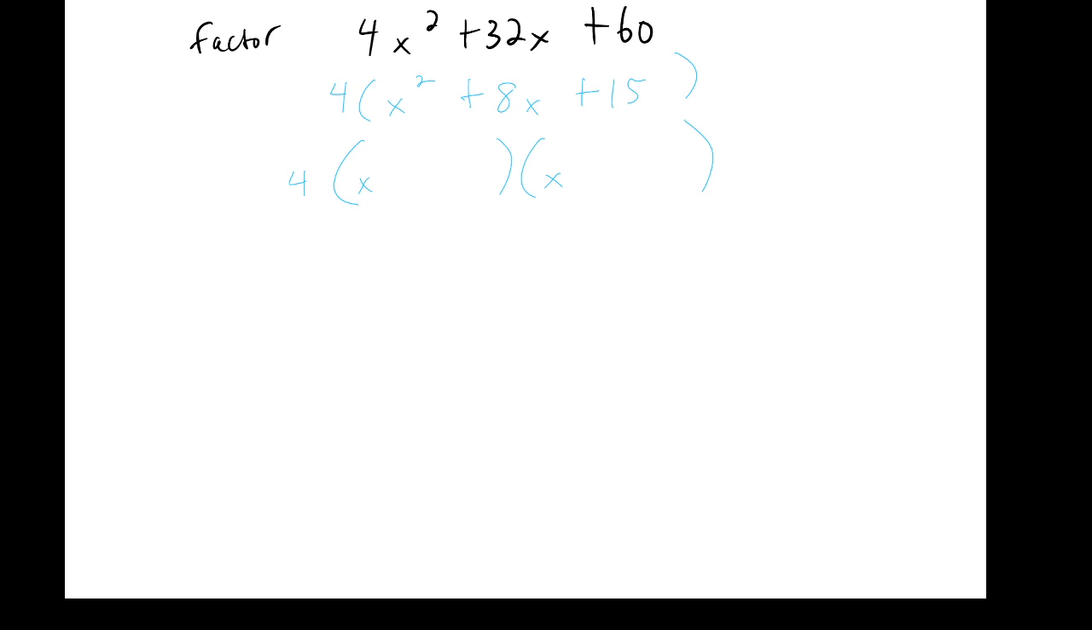Now we need to factor this trinomial into binomials. So we need factors of 15 that have a sum of 8. Factors of 15: 1 and 15, no, that's going to be a sum of 16. And then 3 and 5, that's the next one we think of. And of course 3 plus 5 is 8. So here is your answer.